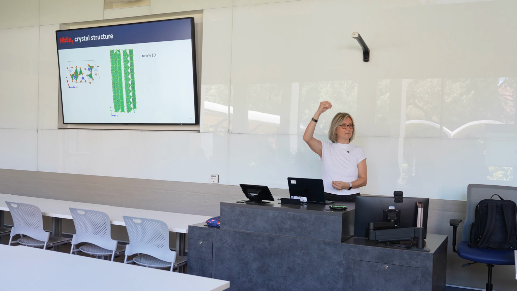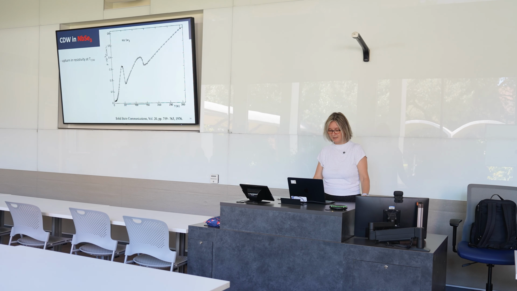So this is a nearly one-dimensional material, niobium triselenide, and this is what the resistivity looks like. It's metallic at high temperature, and then at some temperature, like 150 in this case, notice an increase in resistivity. Why does this happen? Remember that gap opening at the charge density wave? So as the gap opens, there's a jump in resistivity.